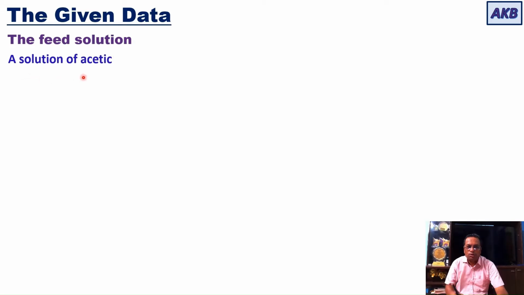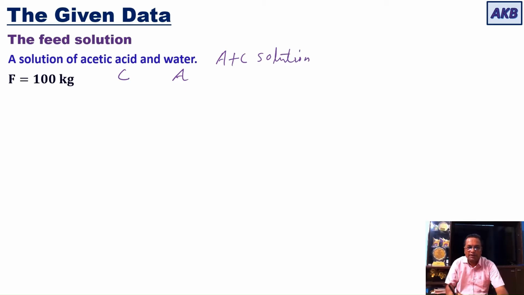Okay, so first let us list the given data. You have the feed solution. It is a solution of acetic acid and water. So acetic acid we are denoting by C, and water we are denoting by A. So you have A plus C solution, the feed solution. The quantity of feed is given to us, it is 100 kg. It is a batch operation and the quantity of feed is 100 kg. Then the weight fraction of C, that is the weight fraction of acetic acid in the feed, is given to us. It is 0.3.